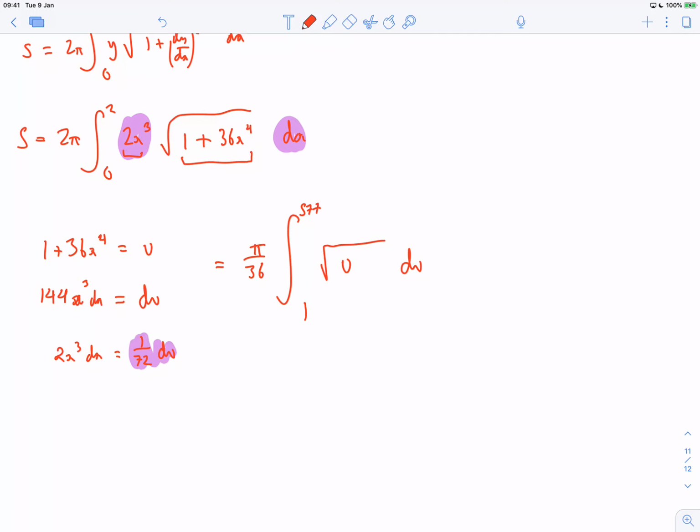And then this is just, square root of u is just u to the half. Integrate that, it's going to be to the 3 halves, and then I've got 2/3 of 1 over 36, which boils down nicely to 1 over 54 times pi, and that needs to be evaluated between 1 and 577.